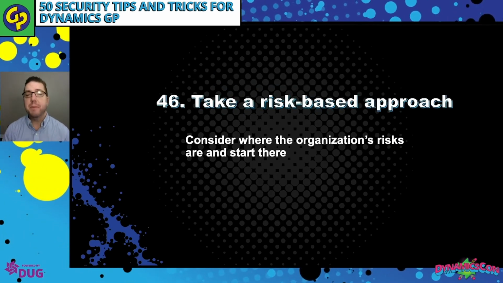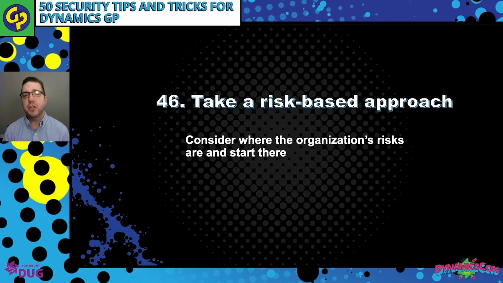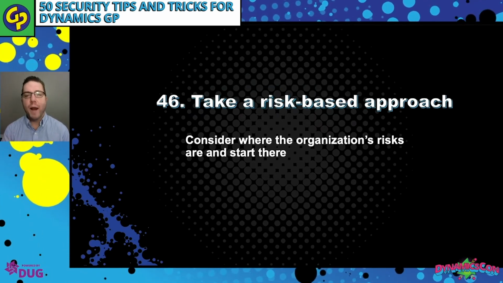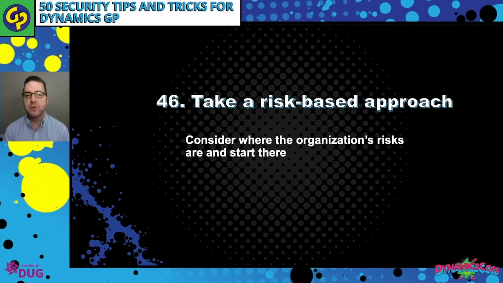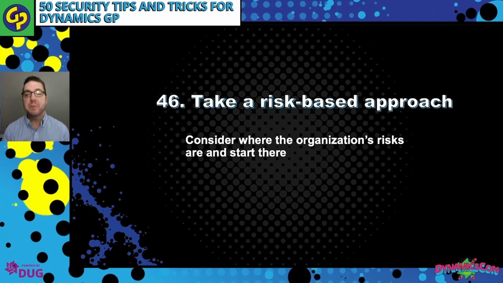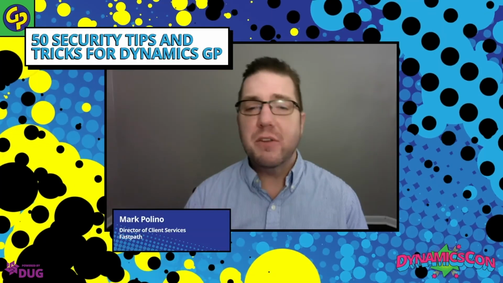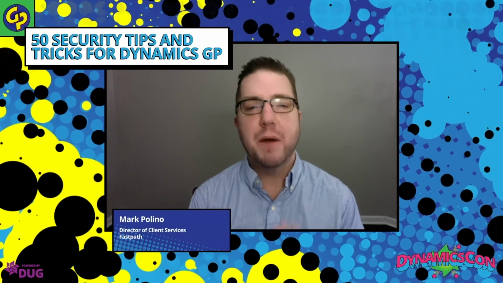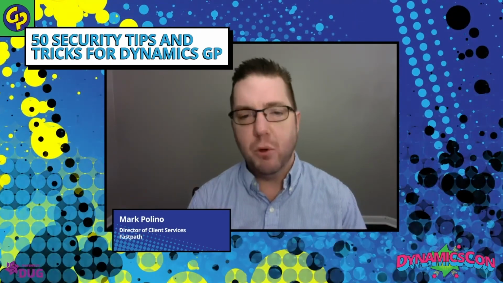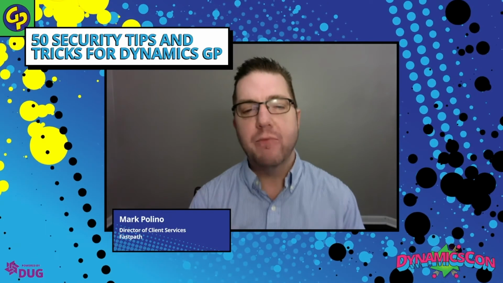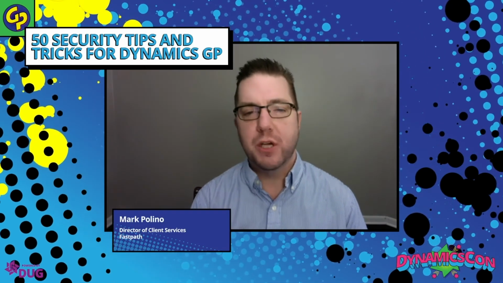46, take a risk-based approach. When you're looking at your security, figure out where your big risk is and start there. Every auditor is going to tell you the same thing. If something is low risk, save it till the end, but figure out, is my risk in payables, inventory? Is it in receivables? Is it in cash? Figure out those high-risk items and tackle them first. That is the right way to approach security.